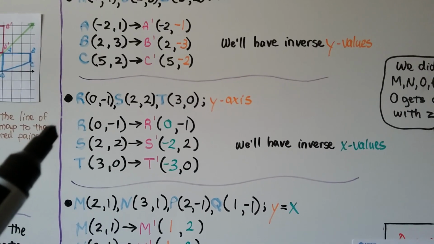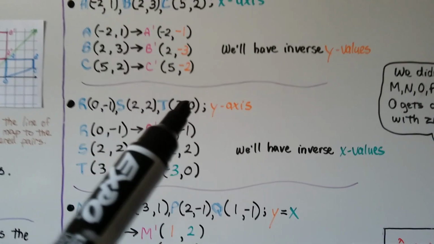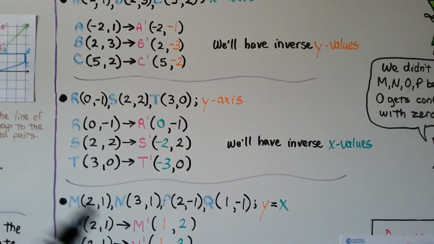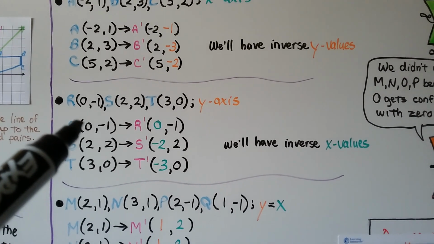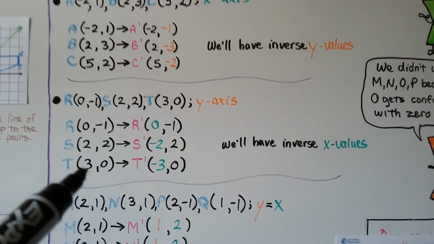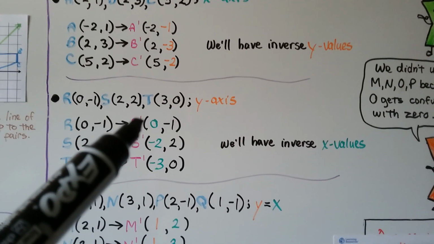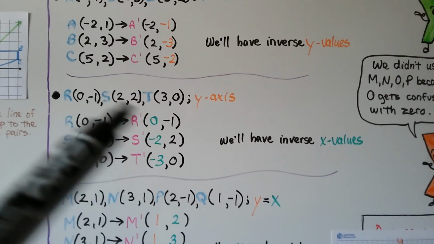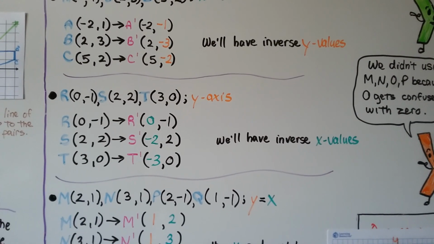And we have RST, that's another triangle. There's 3 points. It's going across the y-axis. That means we're going to have inverse x values. So for the x values, we've got a 0, a 2, and a 3. And they're going to map to a 0, a -2, and a -3. See, 0 is the inverse of 0. Okay?